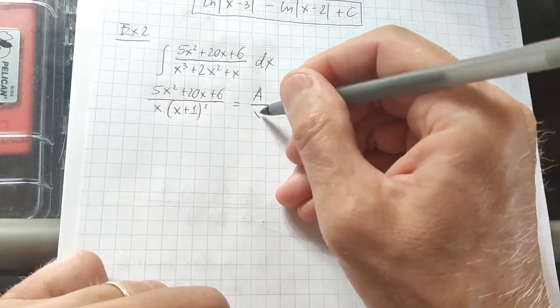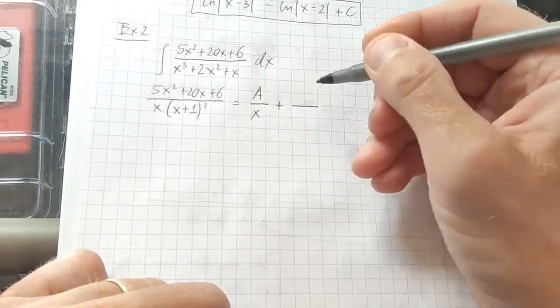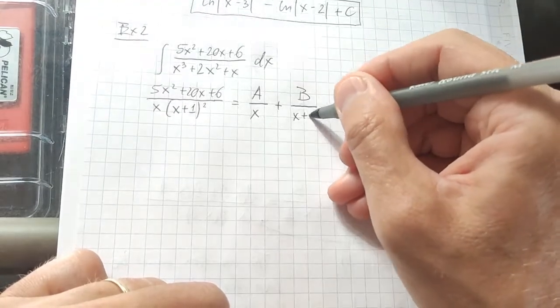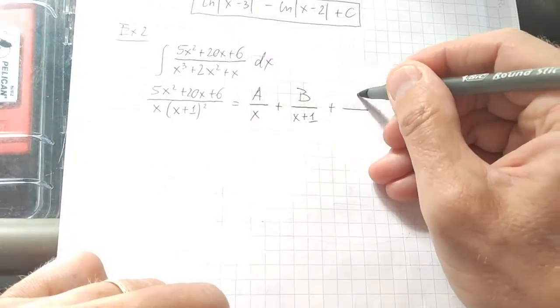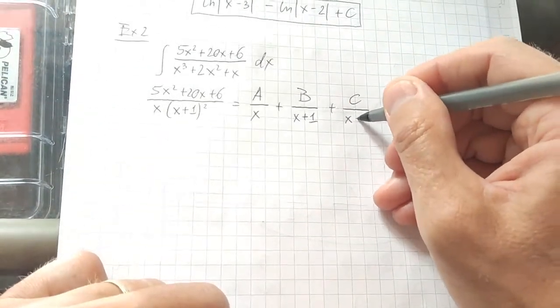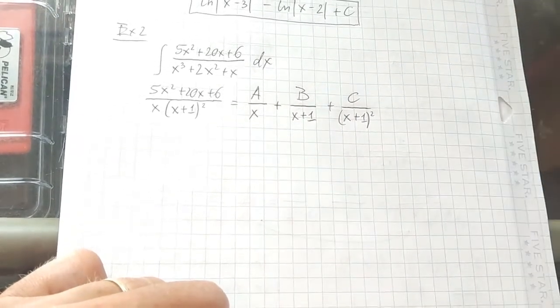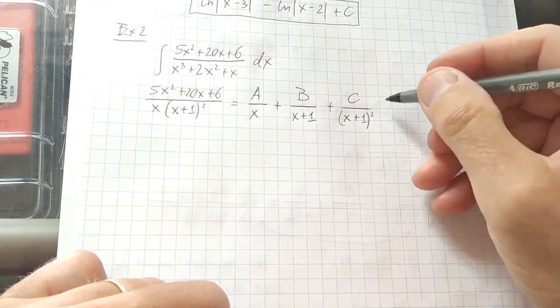So A over x. Now the second thing I'll have is the linear factor, so B over x plus 1, and then the last one I need that quadratic factor. Okay, so that's how it's going to be decomposed.